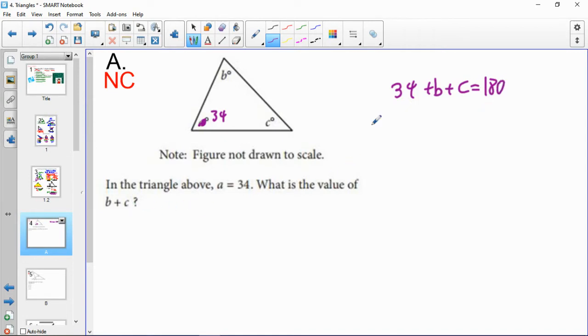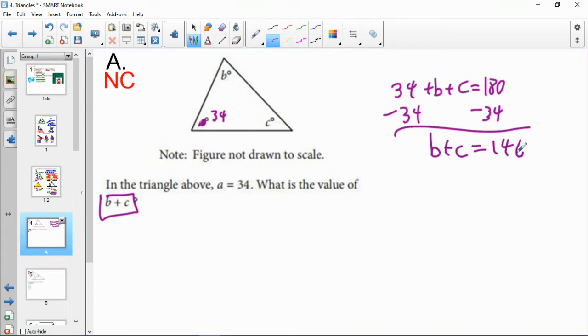And I know normally I wouldn't be able to solve for B or C because this is one equation with two variables, so that's impossible to solve that way. But if we realize that they're just asking for what B plus C is equal to, then I can just minus 34 on both sides of the equation. And then B plus C would then have to be 146. And that's how you do that one.